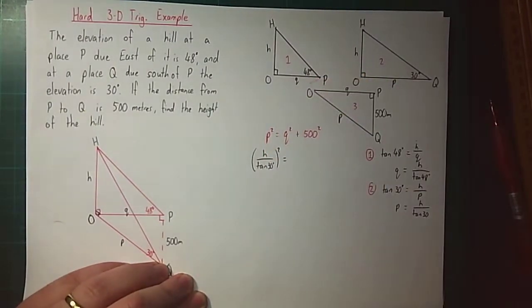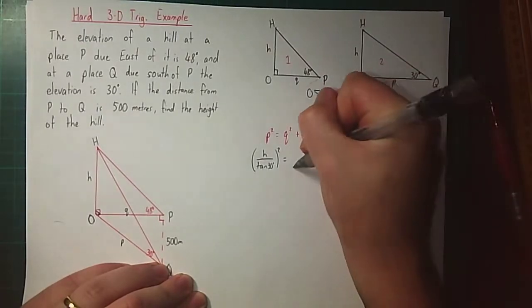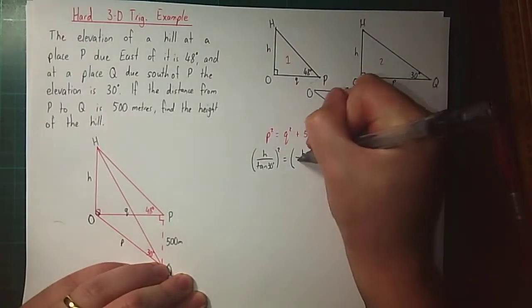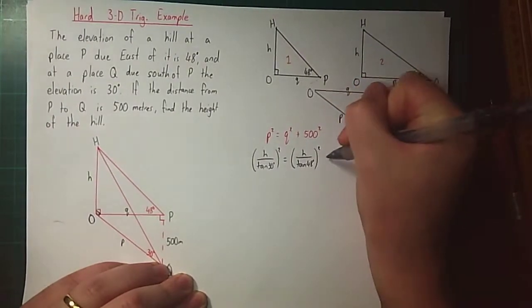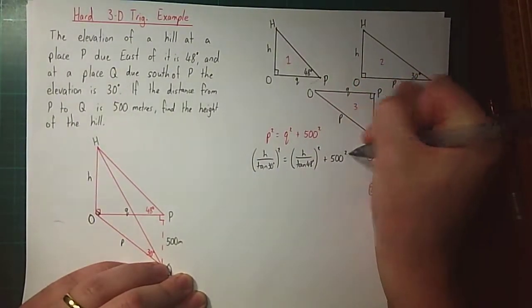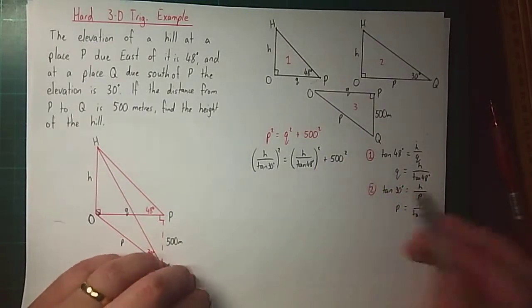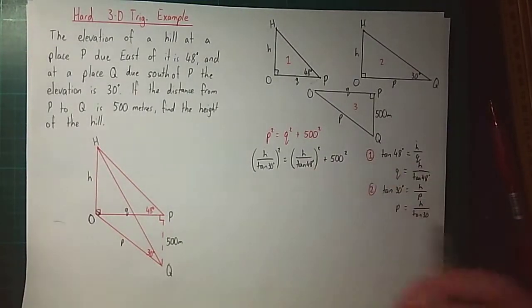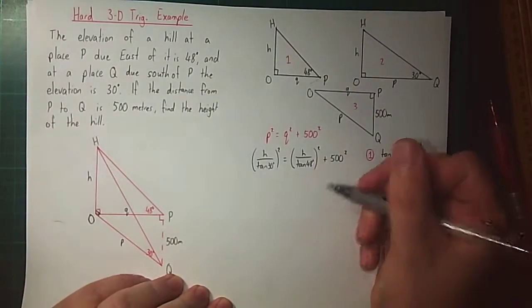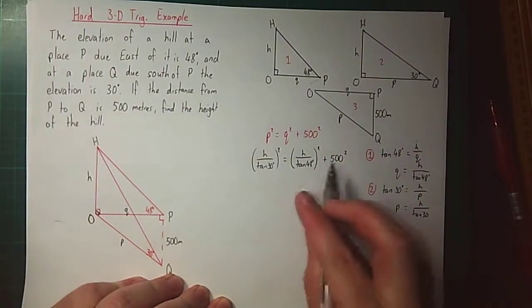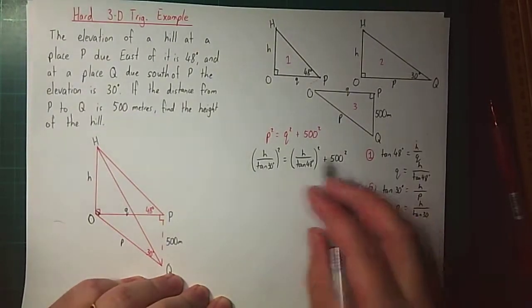If we substitute these values in, we're going to have H over tan 30 squared equal to H over tan 48 squared plus 500 squared. Let's simplify this just a little bit to make things neater. I'm going to get the H's all together and the whole number on the other side.